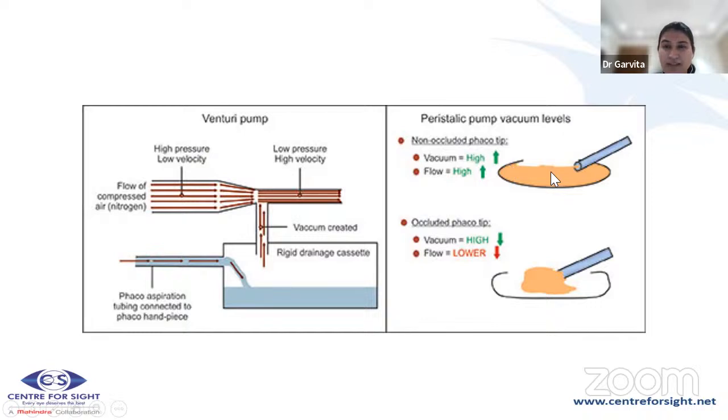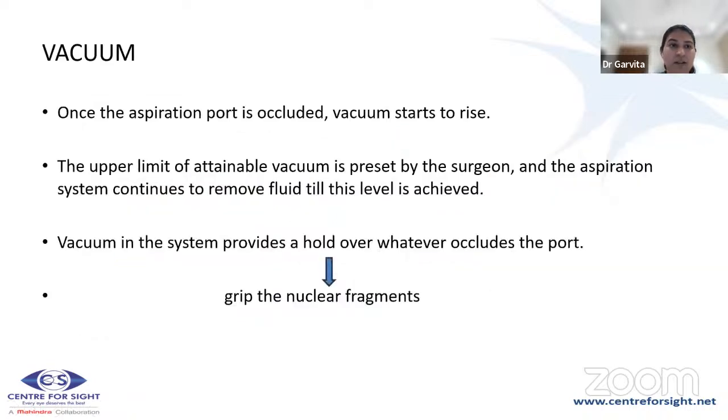Peristaltic pump vacuum levels: this is non-occluded and this is again occluded. Vacuum is high in both, but it is not as unpredictable as in a peristaltic pump. What is vacuum? Once the aspiration port is occluded, vacuum starts to rise. What is the upper limit? It is set by the surgeon and the aspiration system continues to remove fluid till this level is achieved. Vacuum in the system provides a hold, and this hold helps us grip the nuclear fragments. So as I said previously, aspiration helps us provide a good hold over nuclear fragments.